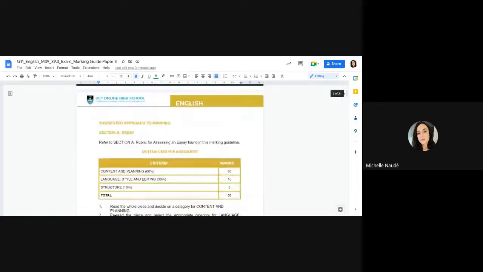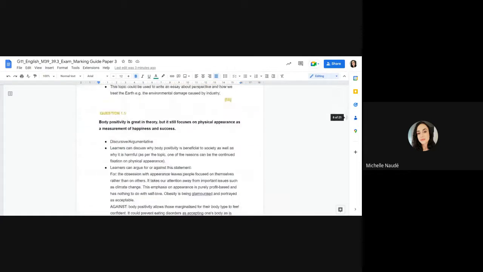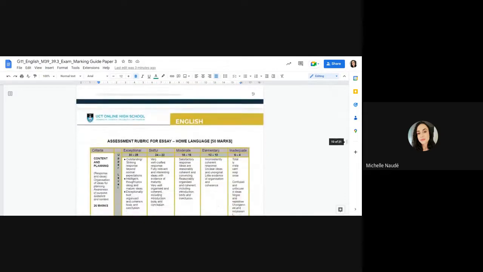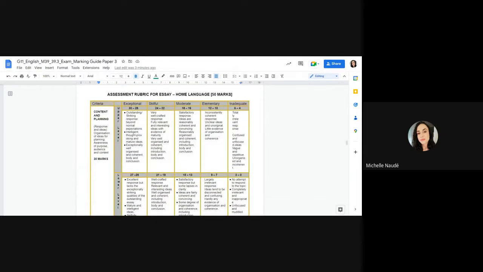As an example, I'm just going to scroll down to the rubric for essays. And we're just going to look at one of the subcategories. So let's say we look at moderates, 18 to 16 and 15 to 13 also falls under this category, but we'll look at the higher end of the moderates category. And we're looking at content and planning. Have a look at what the criteria says. It says a satisfactory response. So neither great, but not bad. Ideas are reasonably coherent and convincing. It's reasonably organized and coherent, including introduction, body, and conclusion. These won't always align 100% with the child's work, but that doesn't mean you can't award in this category.